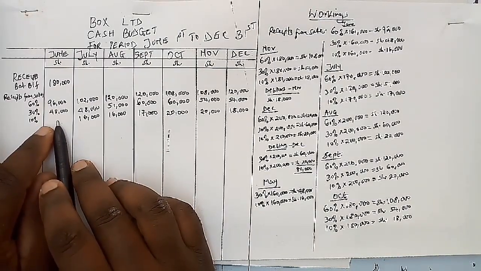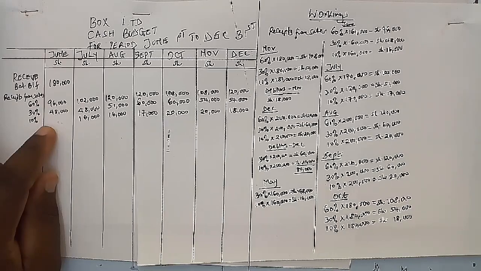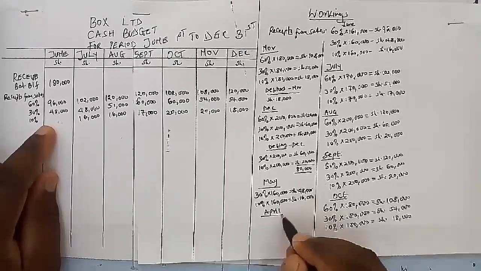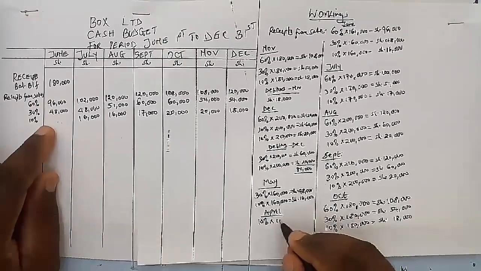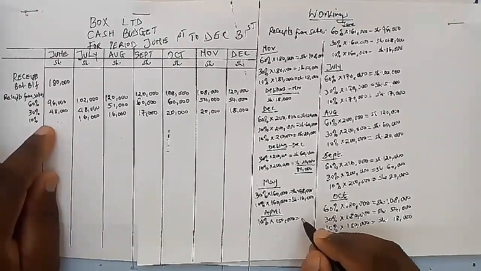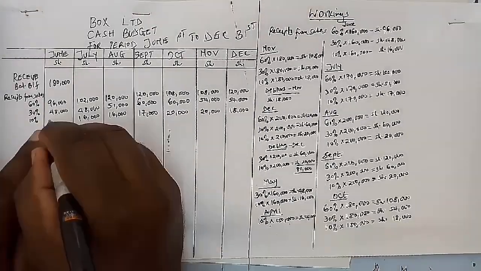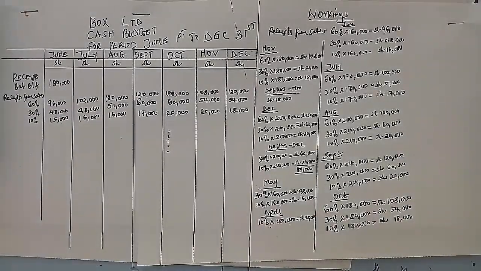10%. So this 10% will be the one of April, because the 10% sale is received 2 months after sale. So if we go to April here, the 10% of the sales of the month of April, 150,000, which will give us shillings 15,000, will be received in the month of June. So the month of June is there. And that's how we fill the receipts from sales.